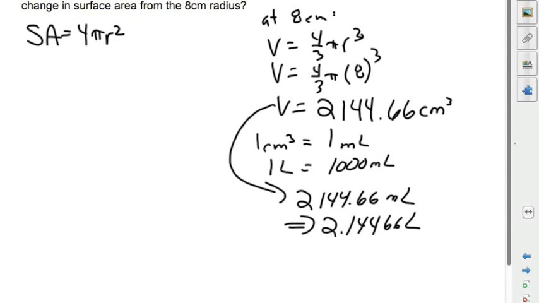Well, what do we know now about the balloon? At 8 centimeters, so the radius is 8 centimeters, it has this much volume. So we just blew in another 2 liters. So we're going to add 2 to this, and now we get 4.14466 liters. So at the end, this is how much air is in our balloon.